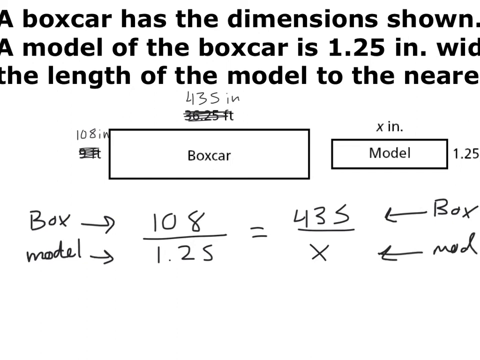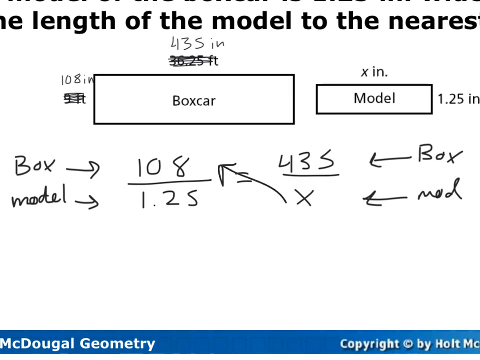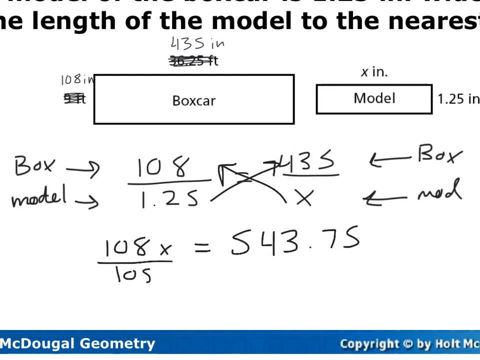Now how do we solve for x? So we cross multiply. So we get 108x is equal to, what's 435 times 1.25? 543.75. So now we need to divide by 108. And what do we get for x?